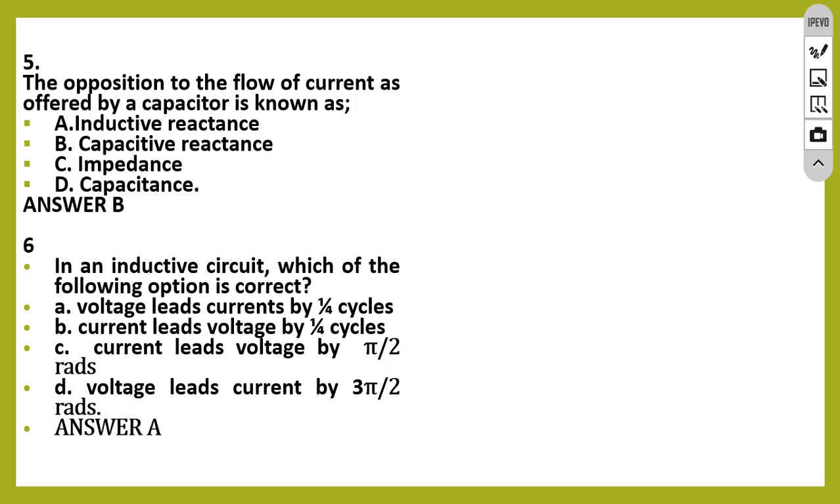Or you can say voltage leads current by pi/2 radians, or you can say voltage leads current by an angle of 90 degrees. It is still a correct answer. Or one can say, since voltage leads current, then current will lag behind voltage by 1/4 cycles, or pi/2, or 90 degrees. Those are correct options for an inductive circuit. So the correct answer here is A. Let's go to question 7.